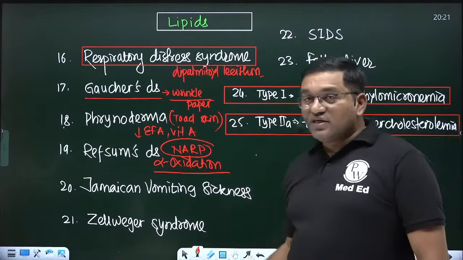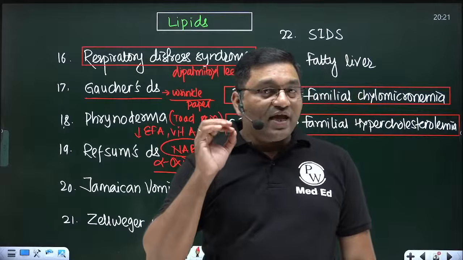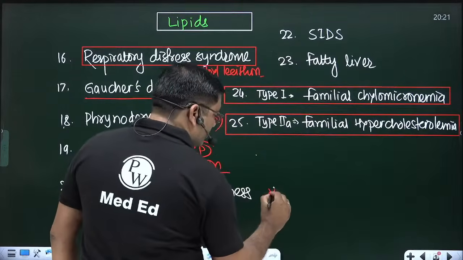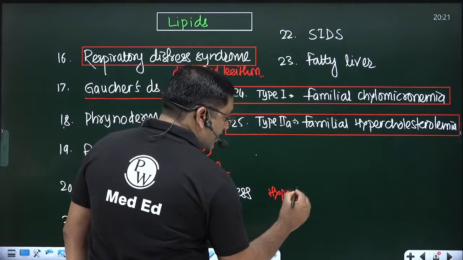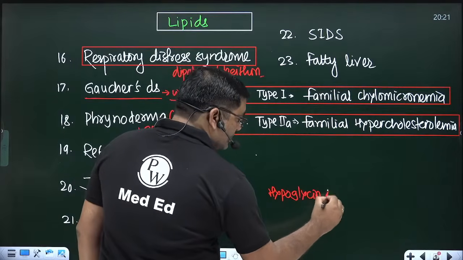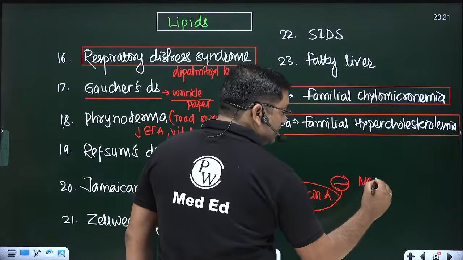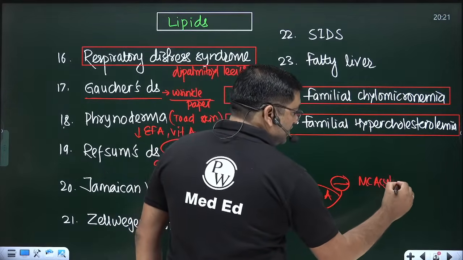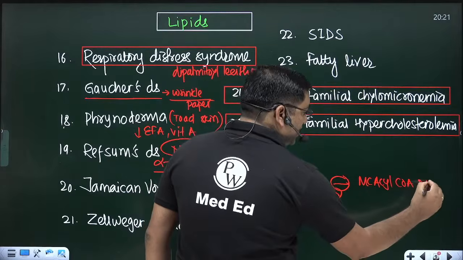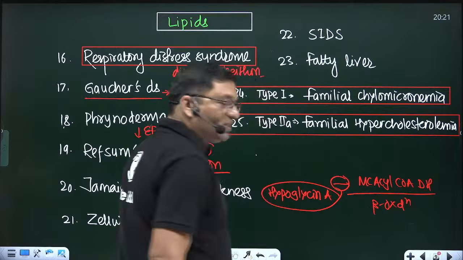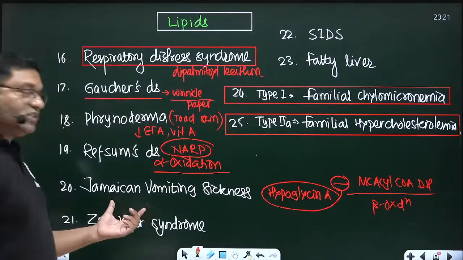Jamaican vomiting sickness occurs when we eat the unripe ackee fruit which contains the toxin hypoglycin A. This hypoglycin A inhibits the medium chain acyl coenzyme A dehydrogenase enzyme, and this blocks the beta oxidation pathway. So that's why there is hypoglycemia and vomiting in Jamaican vomiting sickness.